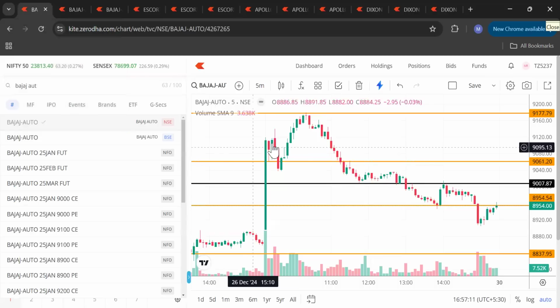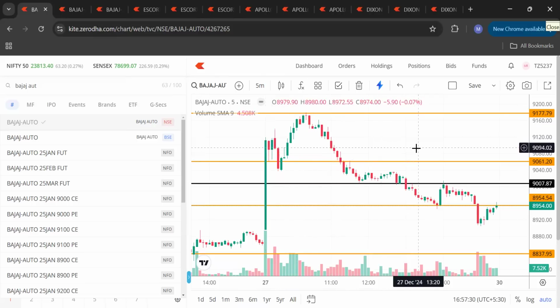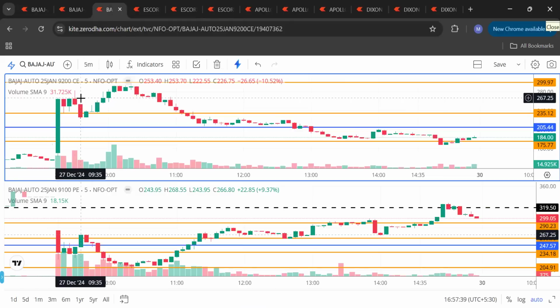The second one, again, first candle, find out the difference, the range. Calculate it by 26.11: high plus 26.11, high minus 26.11, low plus 26.11, low minus 26.11. Since the candle is green, you shall consider the upper one. So a call near 9177, a put near 9061. So call is 9,200, put is 9,100.